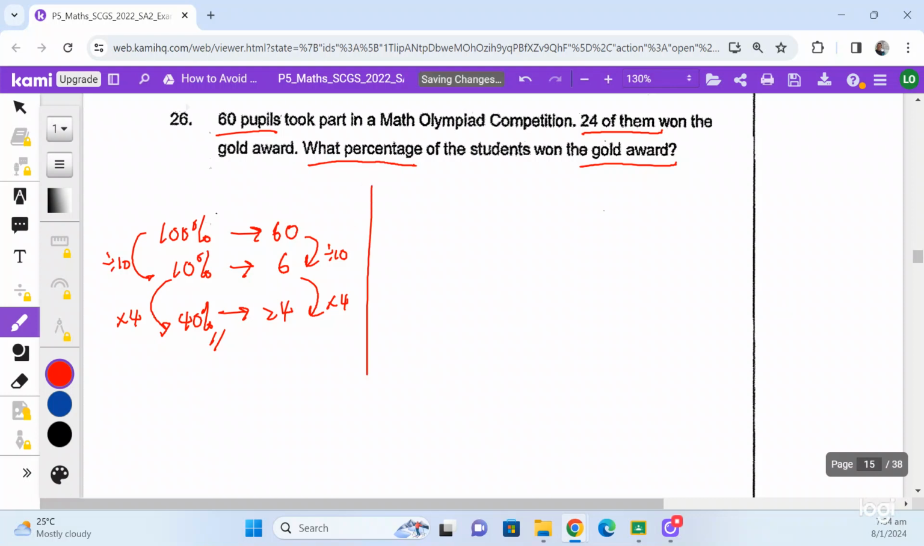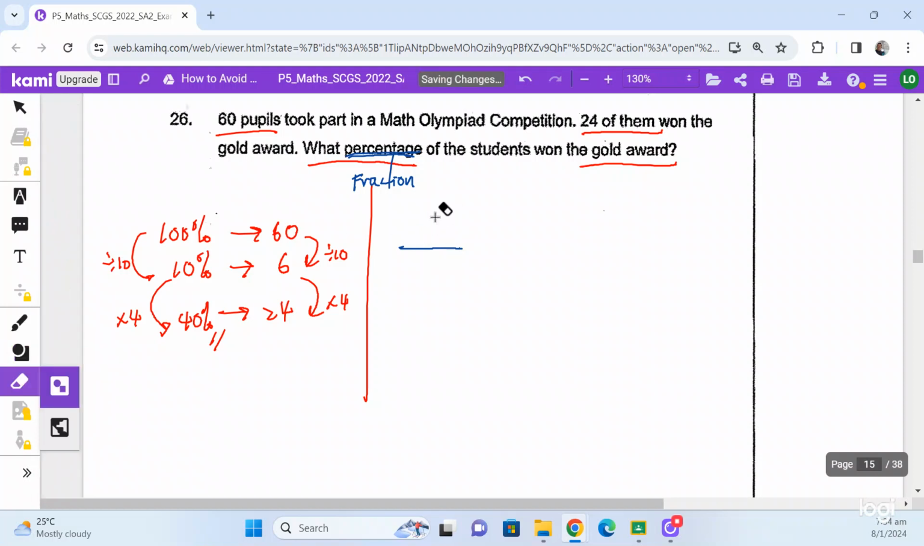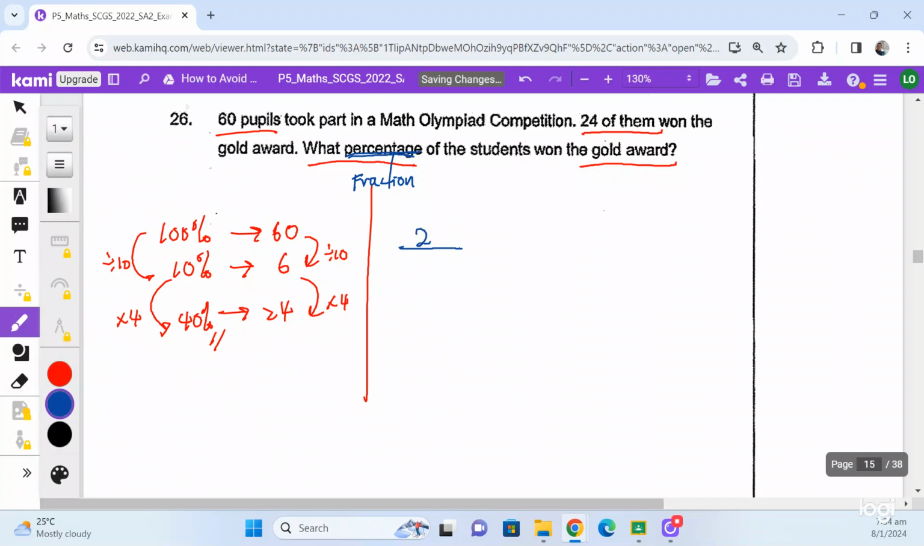Now there's nothing wrong with this way of doing, but you can see that there's a little bit more thinking, right? You must think a bit more to get the answer. But is there a faster way? Yeah, there's a faster way, which is to change the percentage into a fraction. So what fraction of the students won the Gold Award? You just have to write it as a fraction. The numerator is the students who won the Gold Award, which is 24, and the denominator is the total. So you have a fraction there.